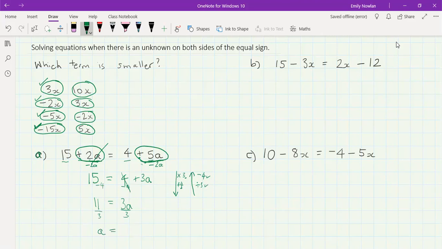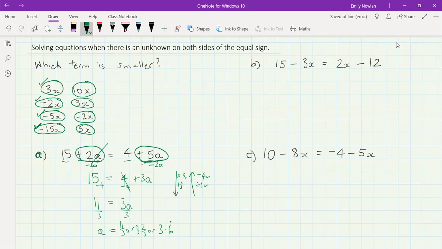So a is equal to 11 over 3, or you can write it as 3 and 2/3, or you can even write it as 3.6 recurring with the dot. All those answers are fine.